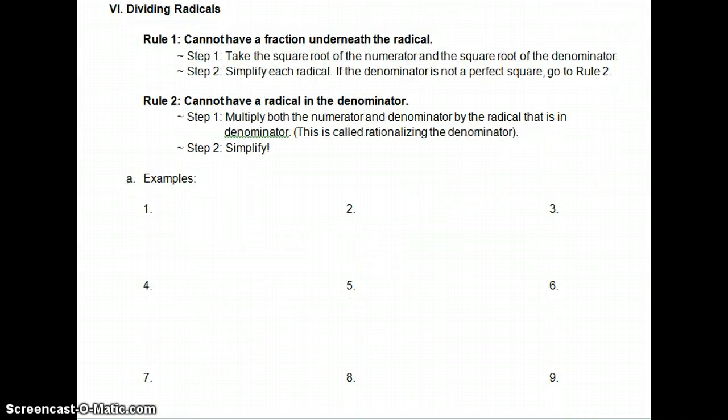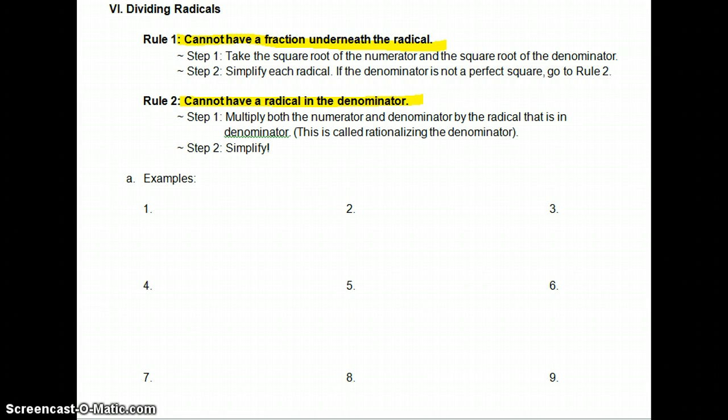Okay, now we're going to move on to dividing radicals, which is typically difficult for students. A couple of rules we have to go over: you cannot have a fraction underneath a radical, and you cannot have a radical in the denominator. A lot of these problems are going to have that, and you're going to have to simplify, or in other words, rationalize the denominator, in order to fix these rules.